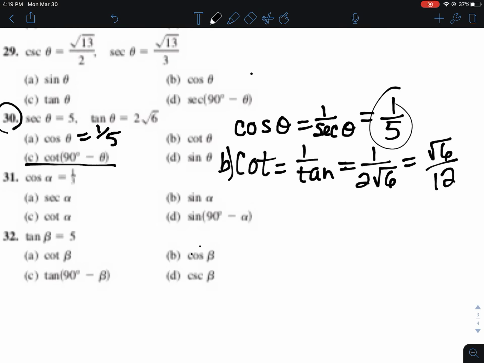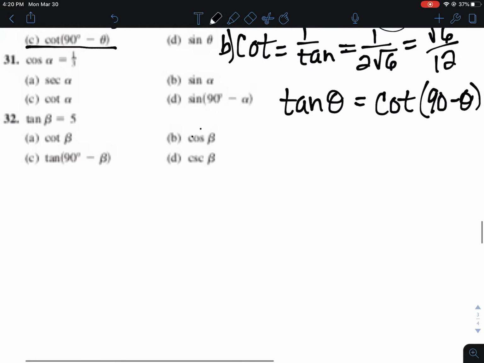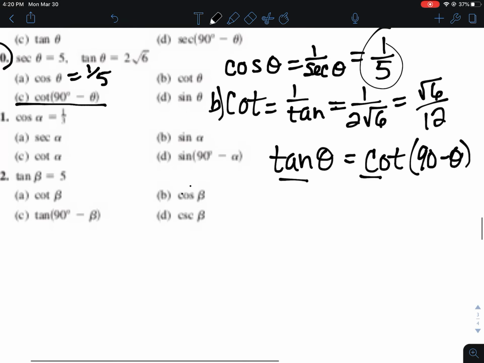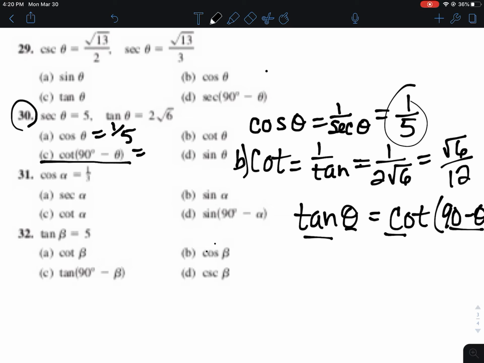Let's see. Then it says C is cotangent of 90 minus theta. All right. So if we know the tangent of theta, then we know the cotangent of 90 minus theta, because these two are cofunctions and these angles are complementary. So the tangent of theta is equal to the cotangent of 90 minus theta. That's the definition. So it's just 2 square roots of 6.